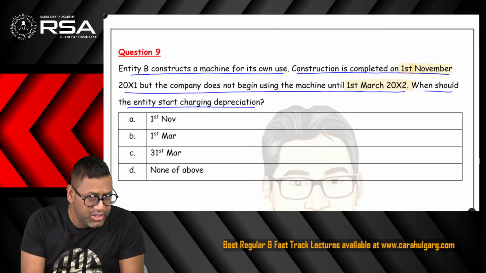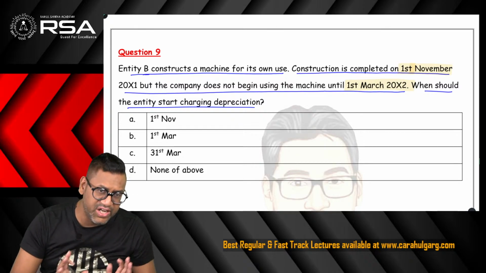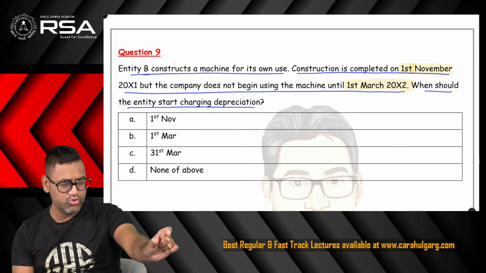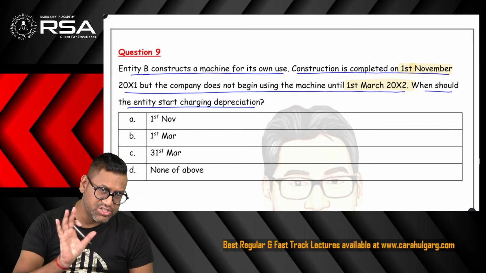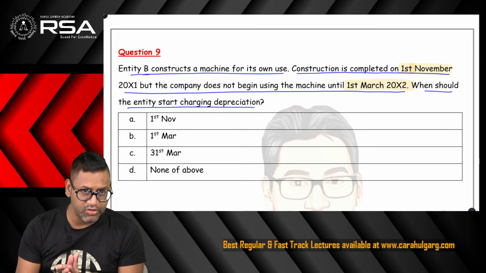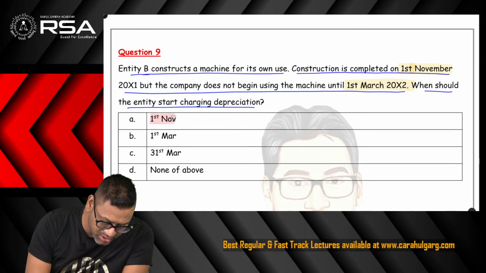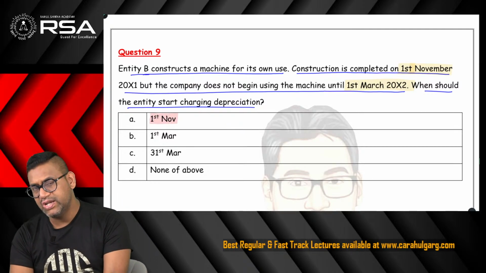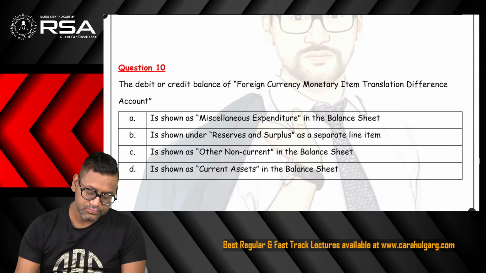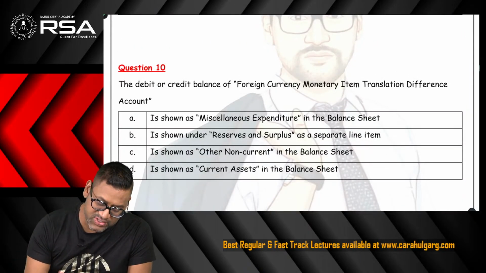The fact that you have not started using it does not matter at all. We have to see whether the asset is ready to use or not. If yes, you have to start charging the depreciation. So in this case, the asset was ready to be used on 1st of November itself, so you should start charging the depreciation on 1st of November itself. That's the correct answer. Next question coming from AS number 11.